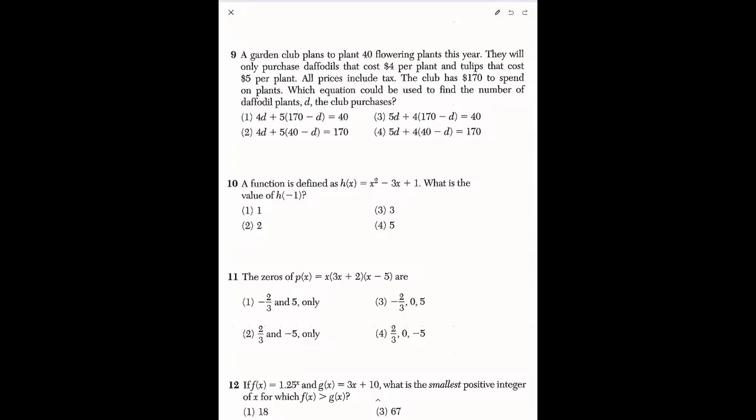So it says a garden club plans to plant 40 flowering plants this year. They will only purchase daffodils that cost $4 per plant and tulips that cost $5 per plant. The club has $170 to spend, so which equation could be used to find the number of daffodils, D? Now, technically, they have taken two equations and made it into one. That's what they're doing here.